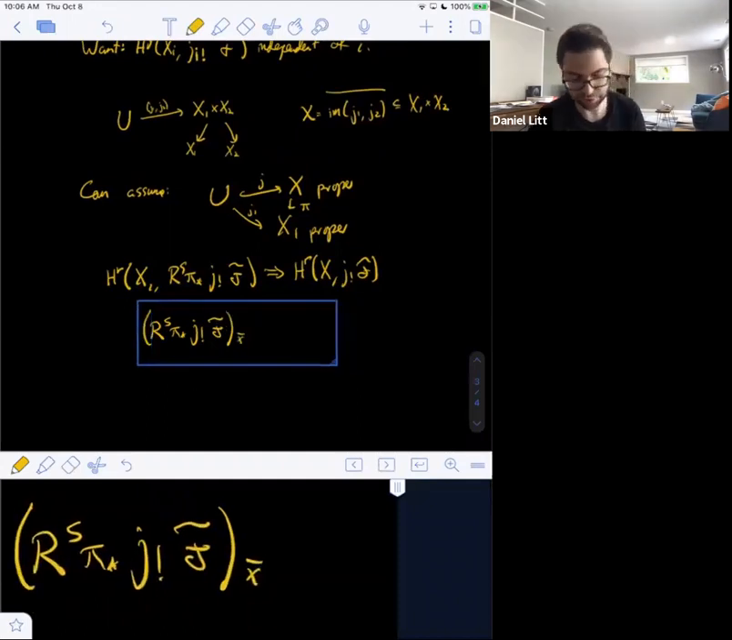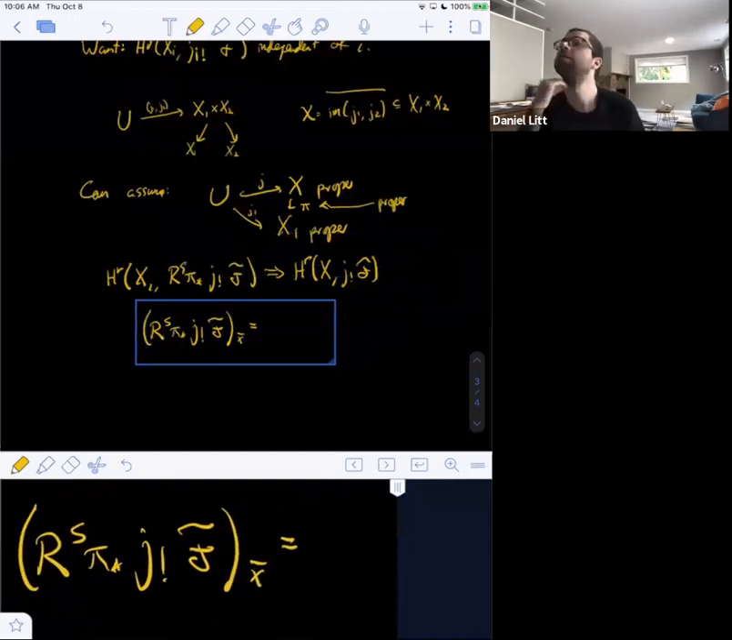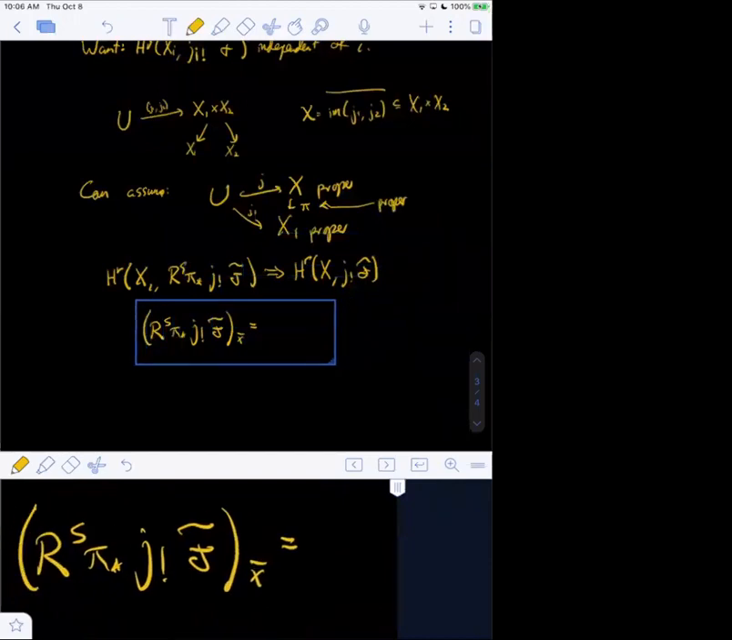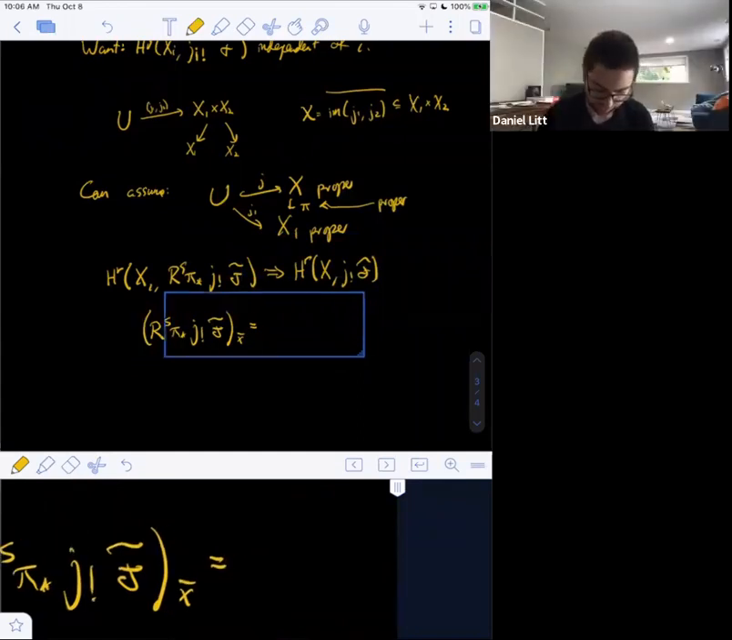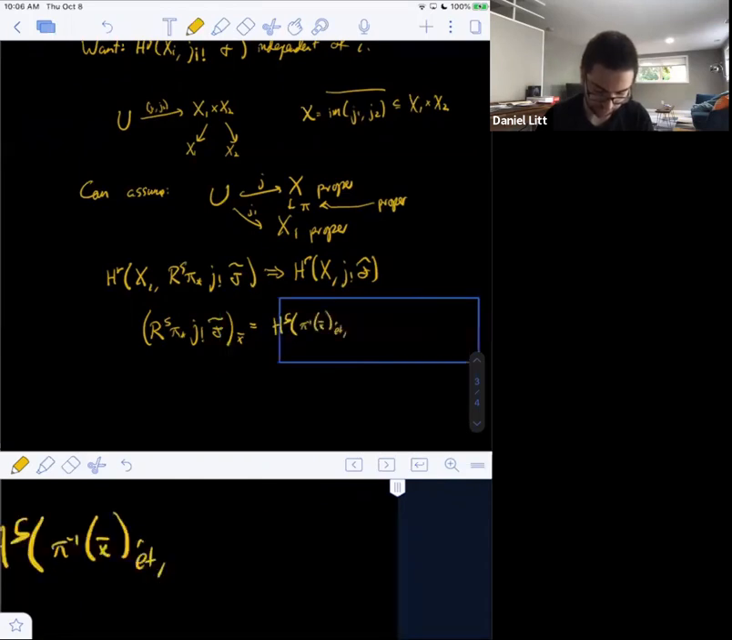So how do we understand the stalks of a sheaf obtained as a derived push forward through a proper morphism? Here the main observation is that pi itself is proper because it's a map between proper schemes. So it's the cohomology of the fiber? Yeah, exactly right. So it's exactly H^s of pi inverse of x bar, étale, with coefficients in j lower shriek of F.